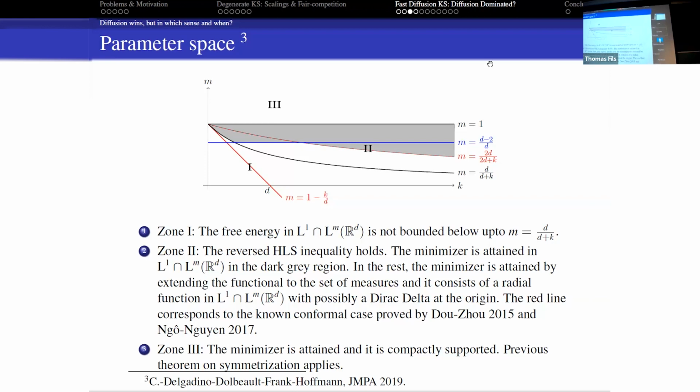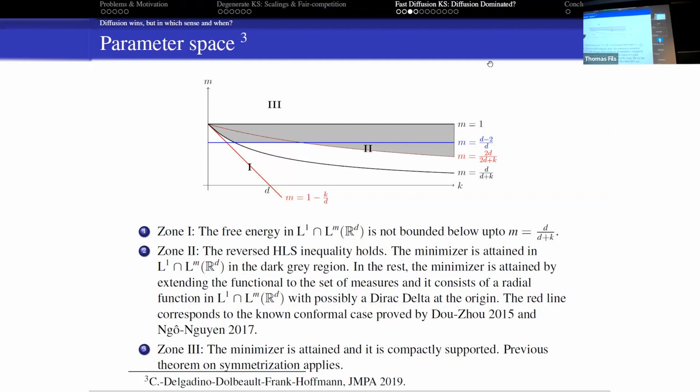So what happens is that, independently of the homogeneity or not, the free energy becomes unbounded from below. So then the homogeneity doesn't play any role anymore, because you could have densities with value minus infinity. If you scale them, they are all minus infinity. So that's what is going on. So the free energy becomes unbounded from below, starting on that curve, m equals d over d plus k. Because of the reverse HLS inequality, as I said, we know that the functional is bounded below above that.